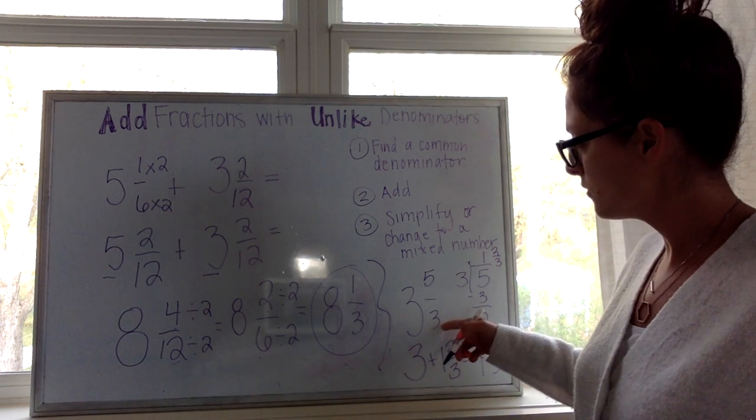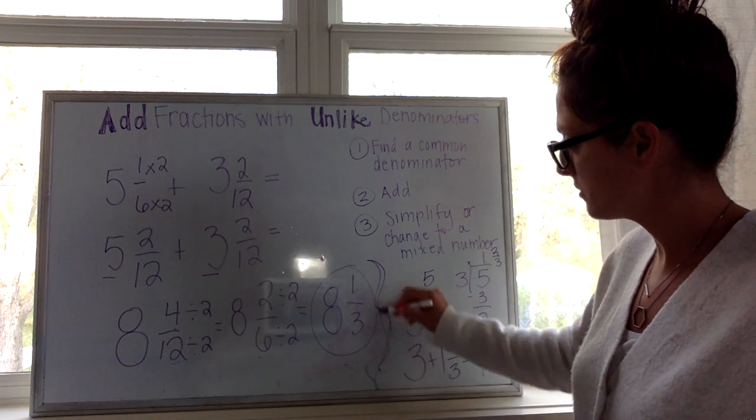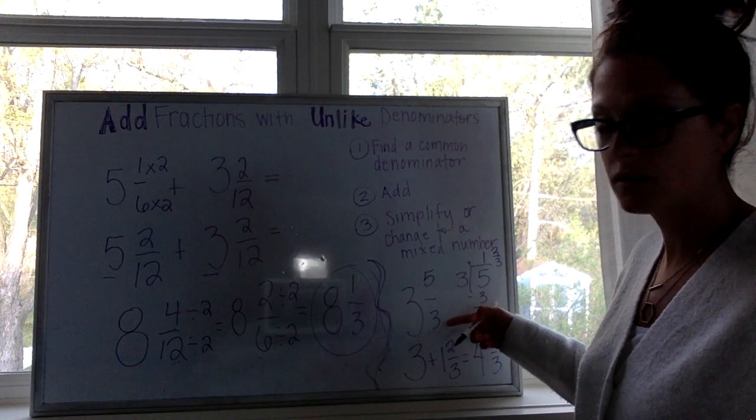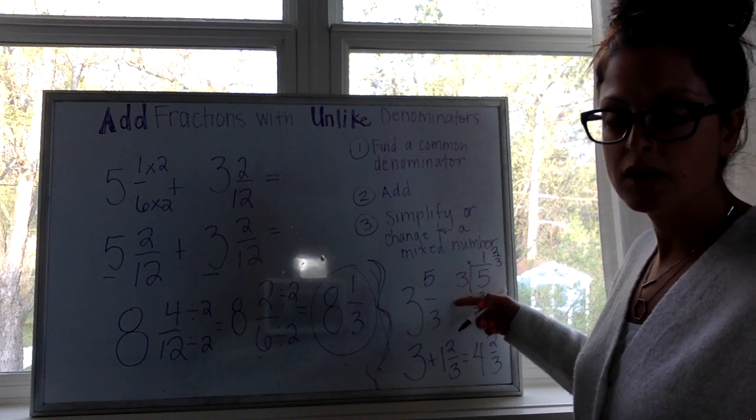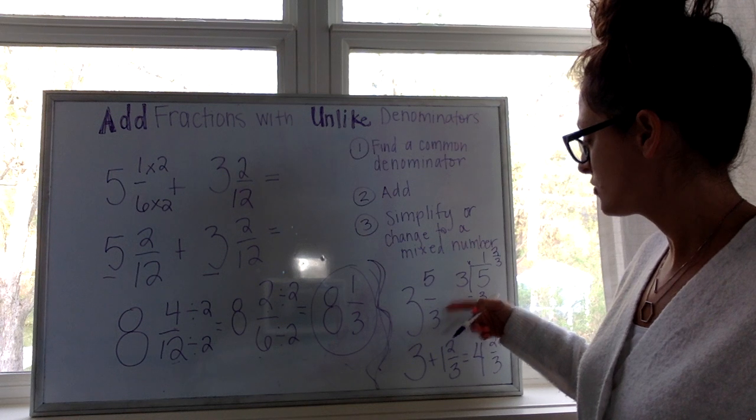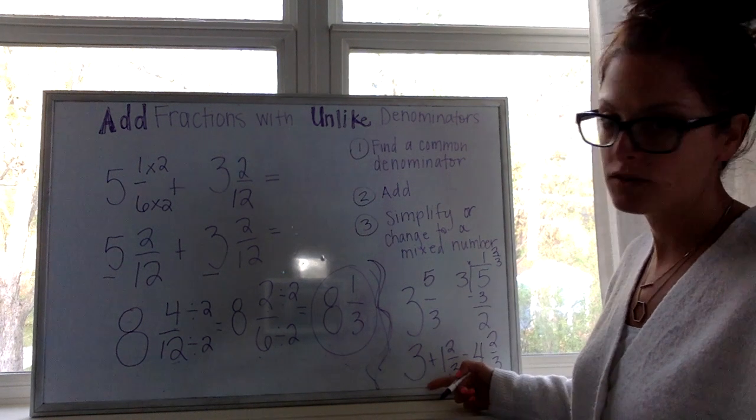Okay, so this is not part of this problem, but if you have an answer that comes out to 5 and 5/3, an improper fraction, that's when you need to know that I need to change that improper fraction to a mixed number and add it to the whole number.